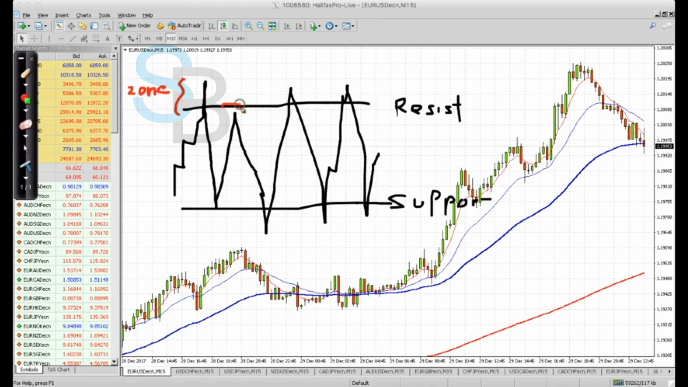Doesn't exactly touch the point and come down. Okay, it can go beyond that point and come back down, beyond that point and come back down, right? So like a zone over here. So you got to always give a buffer.